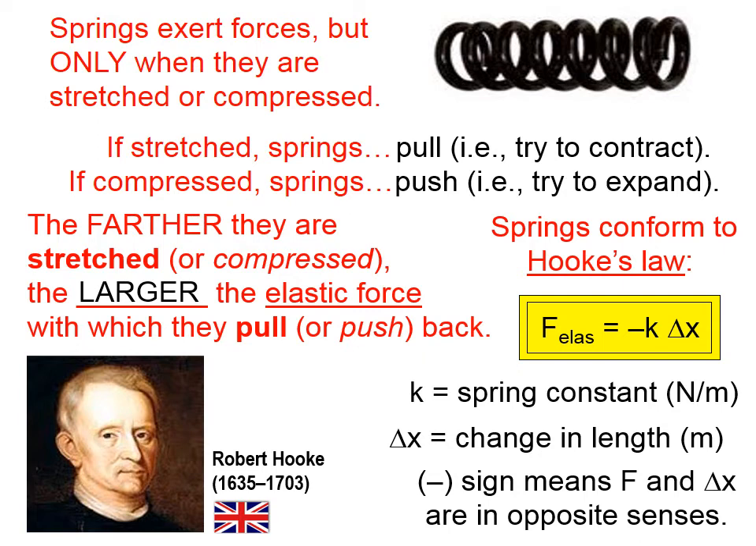Some springs are kind of flimsy. Other springs are very tight. Tight springs have large values of k. Flimsy springs have small values of k. Delta x is not the length of the spring, it's how much the length has changed. And the negative sign means that the force and the displacement are in opposite senses.